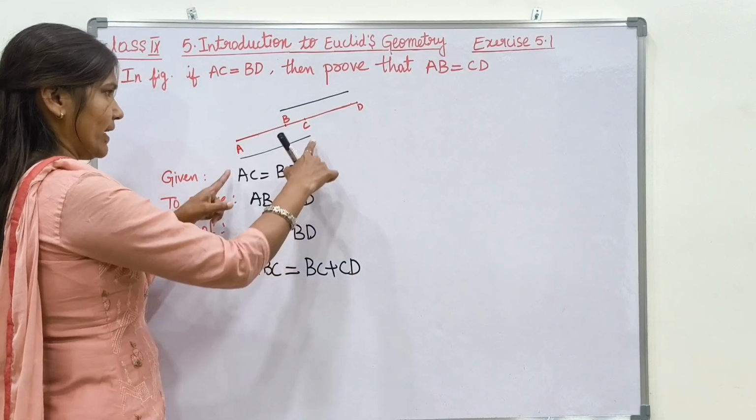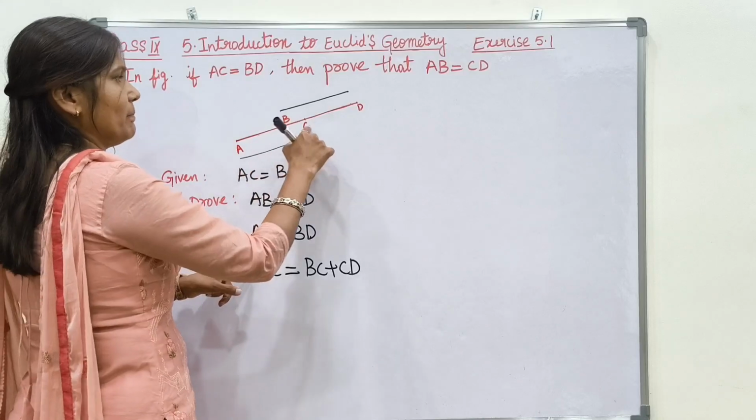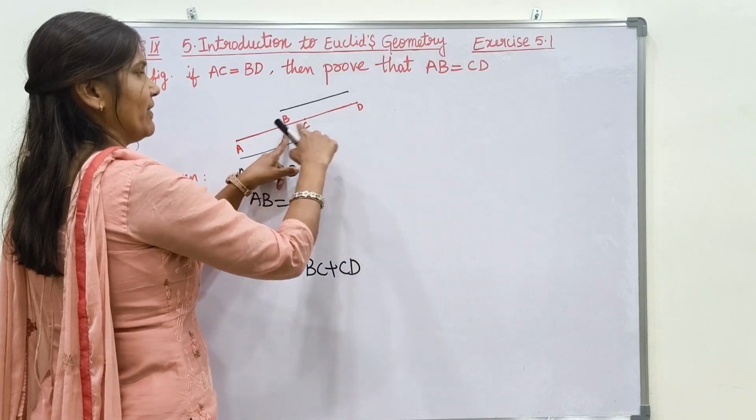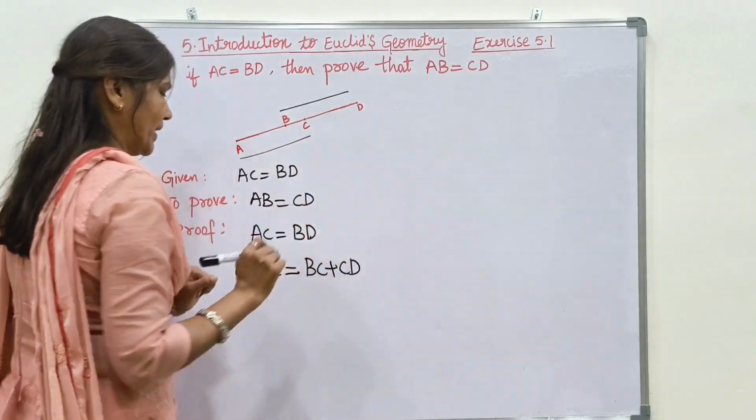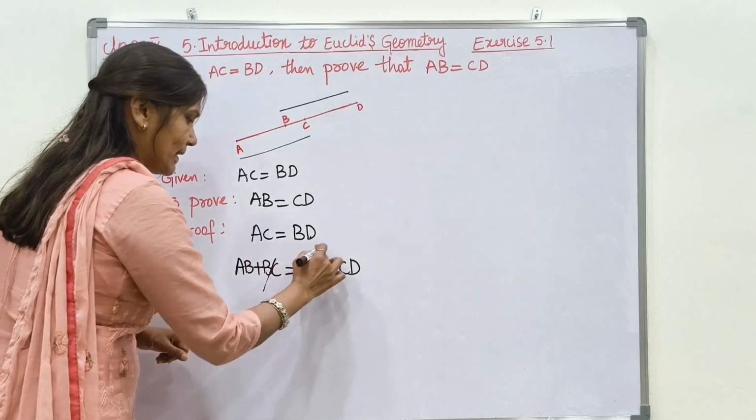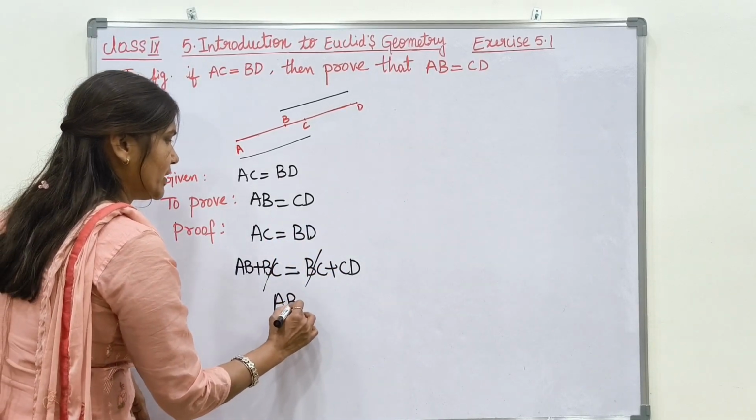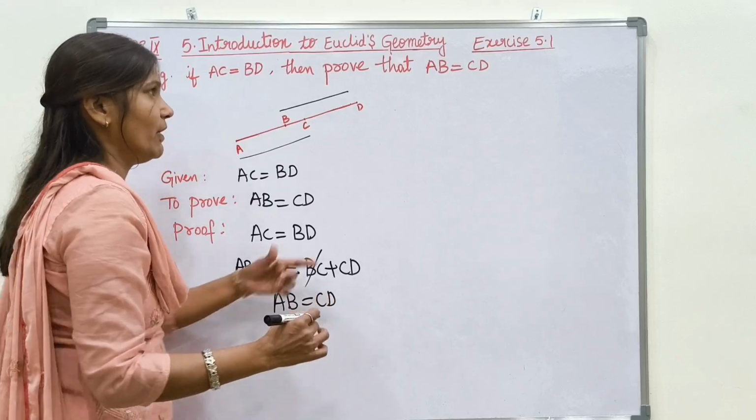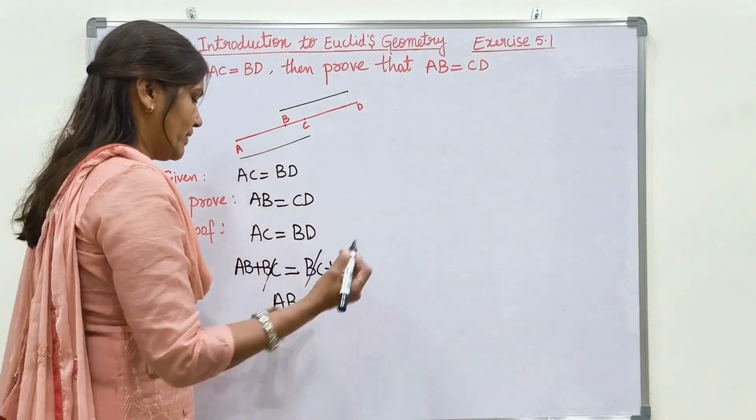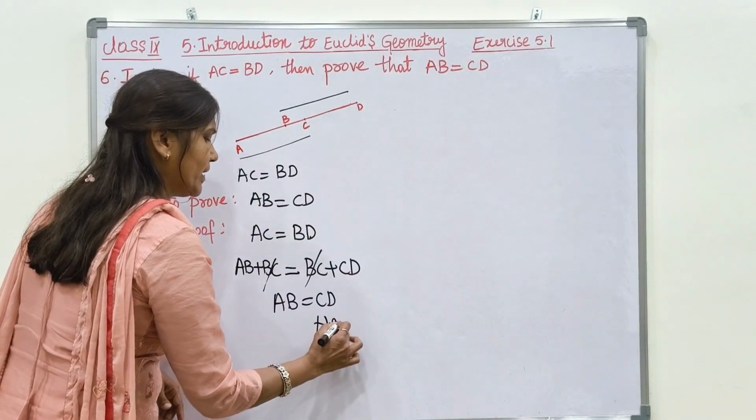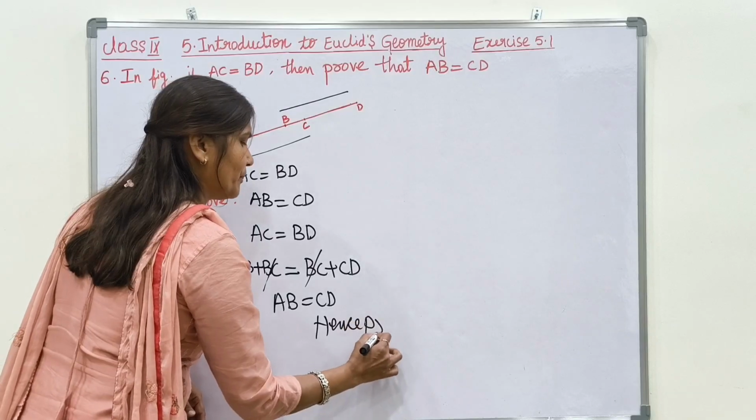So AC is equal to AB plus BC, and BD is equal to BC plus CD. Any chance to cancel? Yes, BC and BC cancel. What remains? AB is equal to CD. So our proof is AB is equal to CD. Now you can write hence proved.